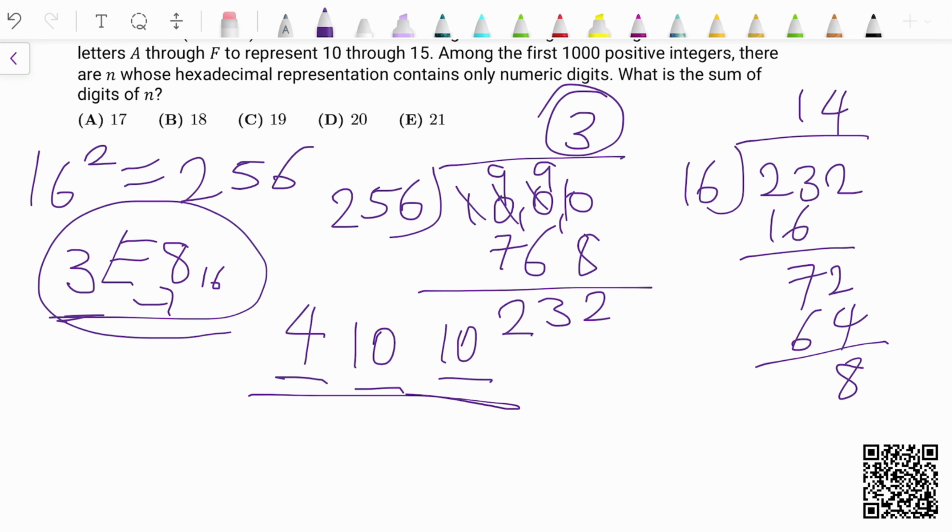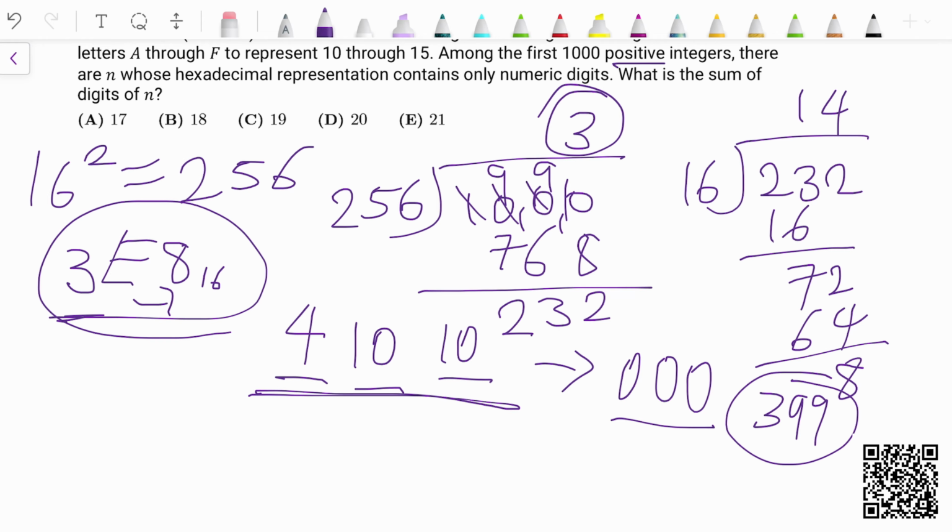So it looks like we have 400. However, it also happens that 400 is not an answer choice. This is because this fails to acknowledge the fact that it also counts 0, 0, 0 as an answer, which is not valid because that would just be 0 and it says positive integers. So we have to subtract 1, getting our answer to be 399. Then adding the digits of 399 together, we get 21. So our answer is 3 plus 9 plus 9.